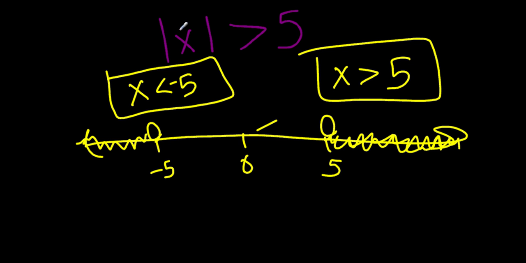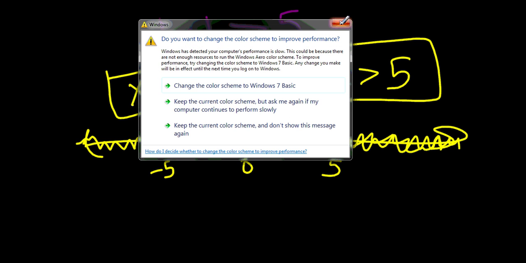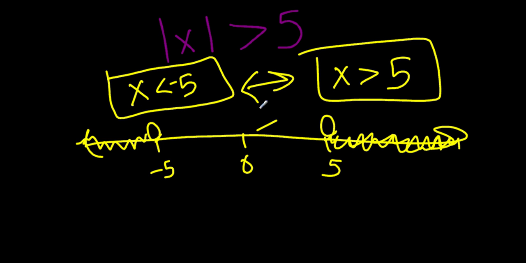Fill it in. Absolute value of -10 is 10. 10 is greater than 5. Sure enough, that works. Pick one over here, like 50. 50 is greater than 5. I fill it in. Absolute value of 50 is 50. 50 is greater than 5. It works. So these two are my solutions to my equation.